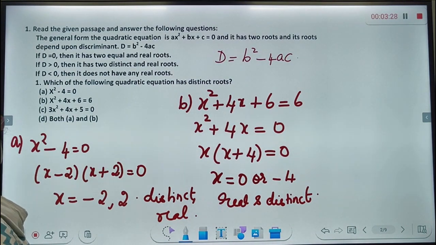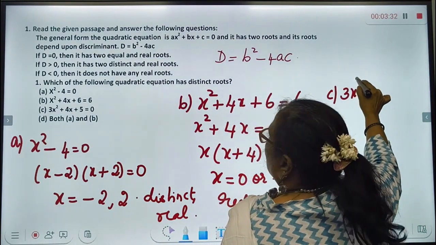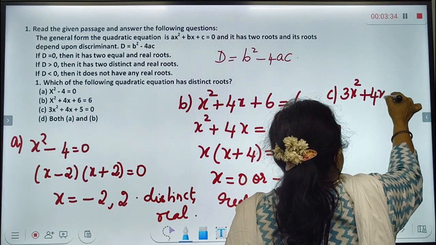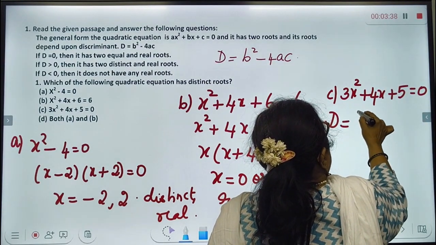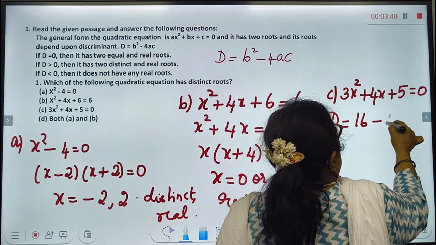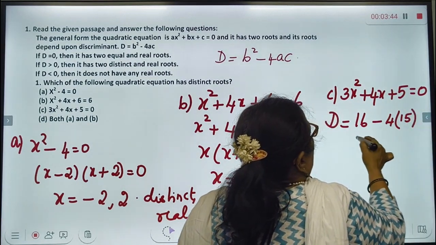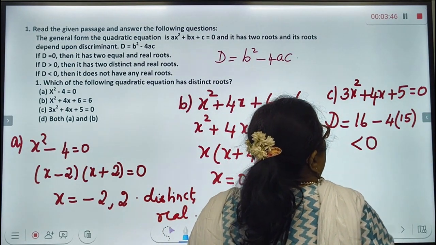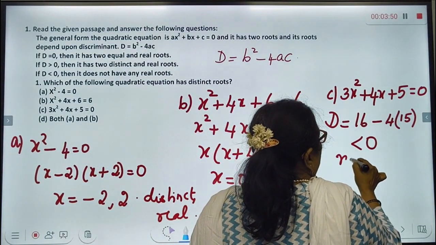Now, what about the third one? 3x square plus 4x plus 5 equal to 0. What will be D? b square is 16 minus 4 into 3 into 5, which is 60. You can clearly see it is less than 0. So the roots are not real.